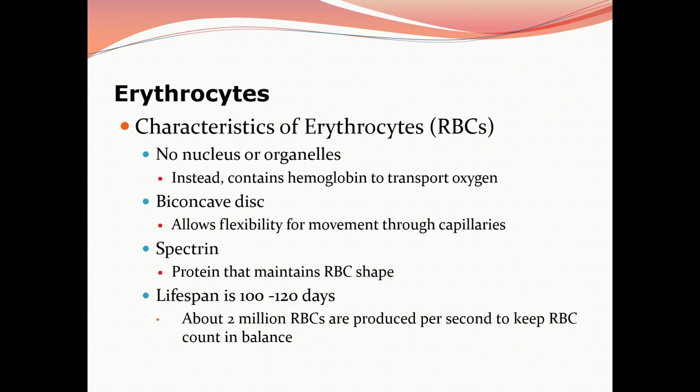About 2 million red blood cells are produced per second to keep the red blood cell count in balance since they have such a short lifespan. The reason they have a short lifespan is because they have no nucleus, and so they can't replenish their spectrin, which is what helps to maintain their shape, and so ultimately they degrade.